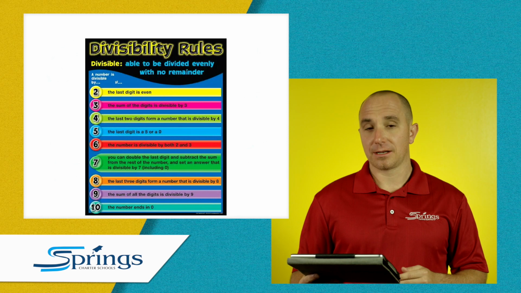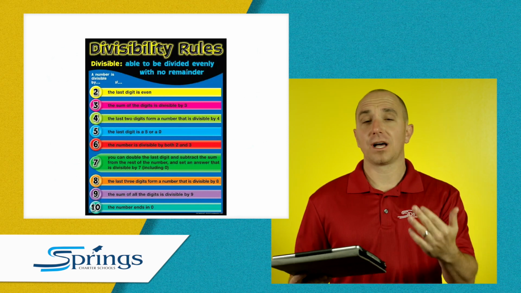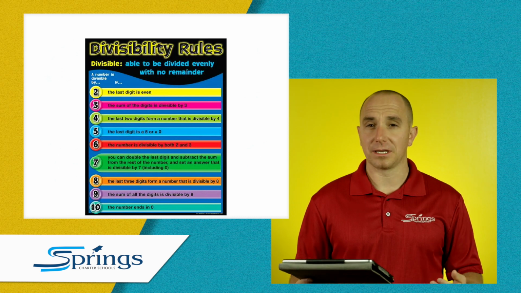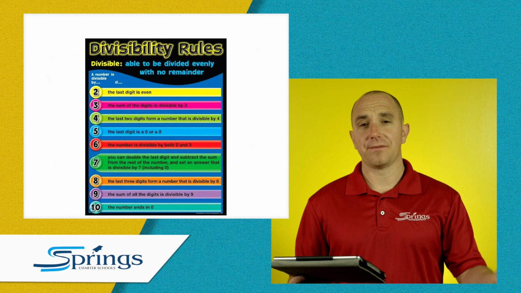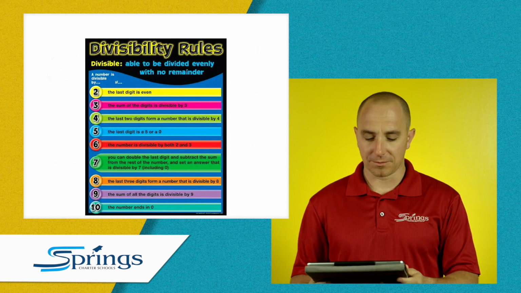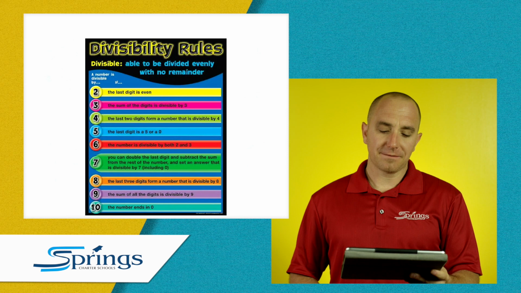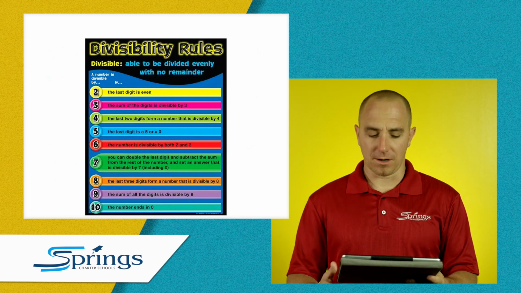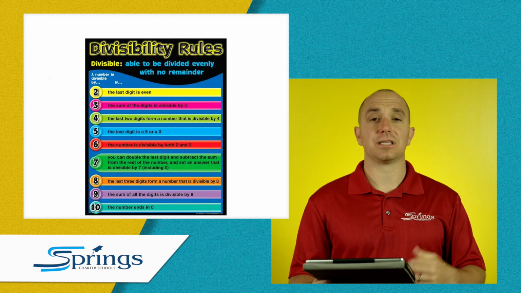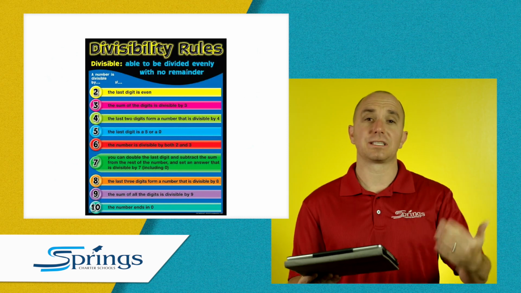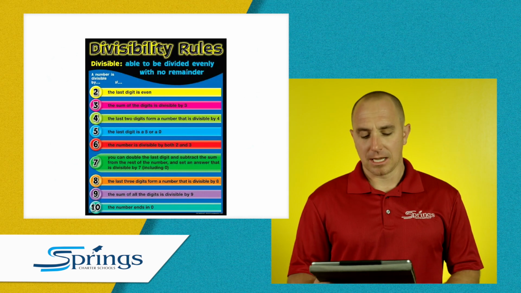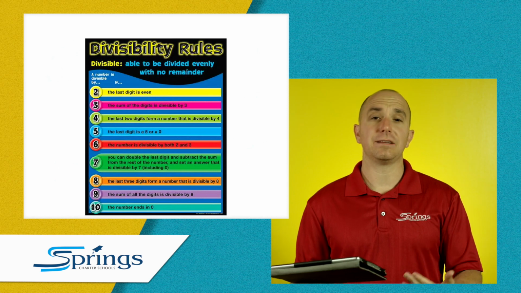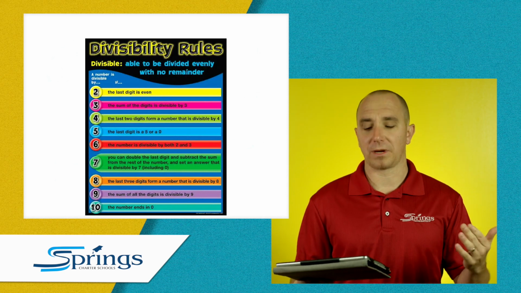All right, the number 3. Now this is where it gets a little bit trickier, and you might want to pause at different points and write these down. For 3, the sum of the digits is divisible by 3. It means if you're adding the digits together, and that sum is divisible by 3, the whole number is divisible by 3. For 4, if the last 2 digits form a number that is divisible by 4, then it's divisible by 4. For 5, if the last digit is a 5 or a 0, and that's a pretty basic one, it's divisible by 5. For 6, the number is divisible by both 2 and 3. So if you can divide a number evenly by 2 and 3, it's also divisible by 6.